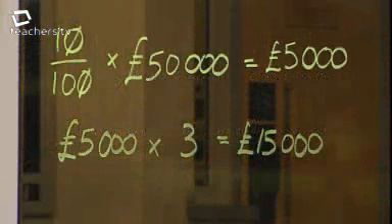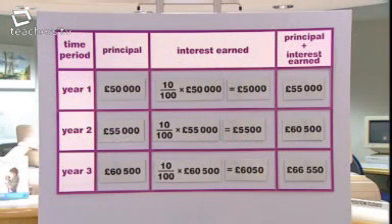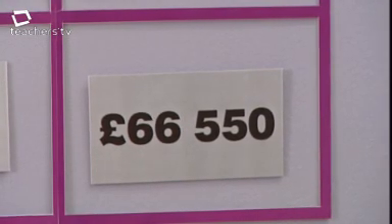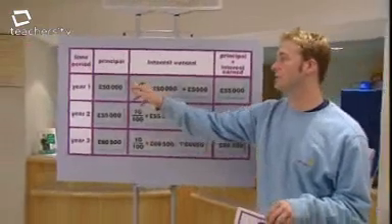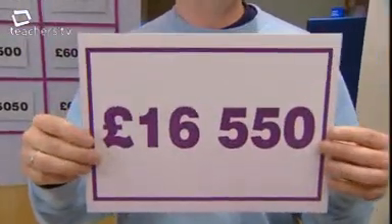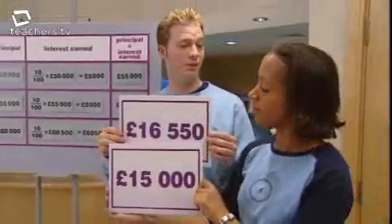Remember, Jamie and I started with the same principal and the same interest rate. So, how does the amount of simple interest earned after 3 years compare to the amount of compound interest earned? The total compound interest is 66,550 minus the original principal of 50,000, which is 16,550. Compared to £15,000 with simple interest. I think you'll find that I win.